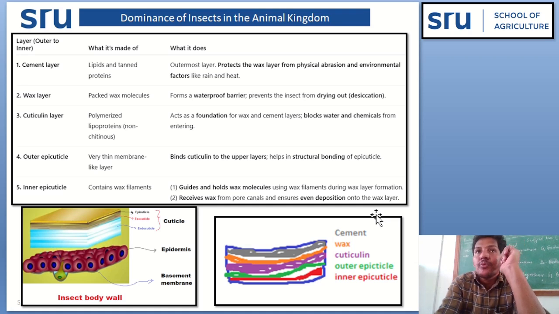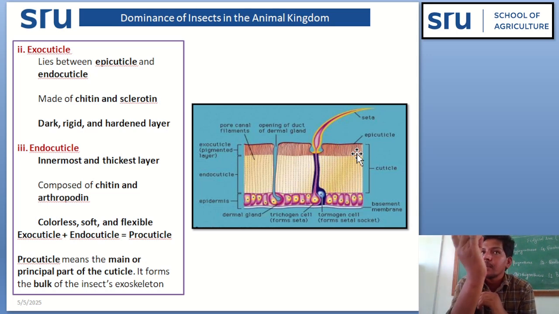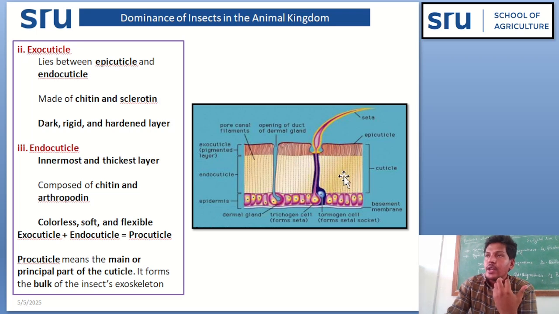The epicuticle consists of a total of 5 layers and their roles we already discussed. That is the cement layer, wax layer, cuticulin layer, outer epicuticle and inner epicuticle. After the epicuticle, the next layer is the exocuticle. I already told you that in the cuticle 3 layers are there: epicuticle, exocuticle and endocuticle. About the epicuticle we already discussed. Now we are going to discuss the exocuticle. The exocuticle lies between the epicuticle and endocuticle.